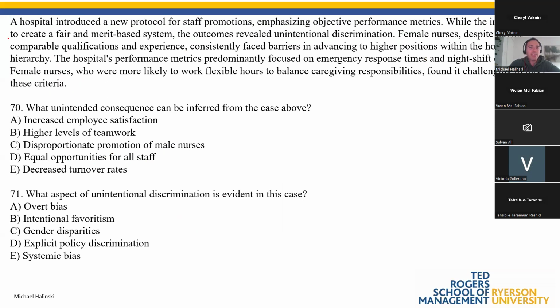Okay, here's the little mini case. I have two questions. The next question's on the following page. A hospital introduced a new protocol for staff promotions, emphasizing objective performance metrics. While the intention was to create a fair and merit-based system, the outcomes revealed unintentional discrimination. Female nurses, despite having comparable qualifications and experience, consistently faced barriers in advancing to higher positions within the hospital hierarchy. Sounds like glass ceiling.